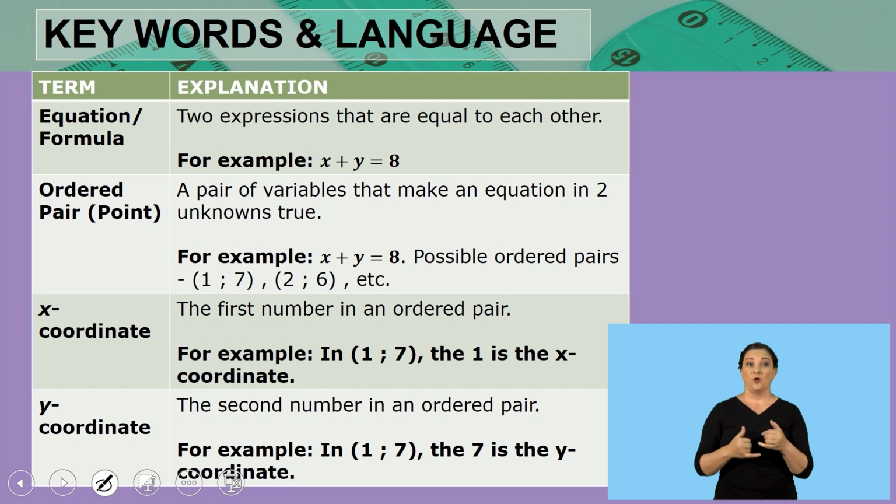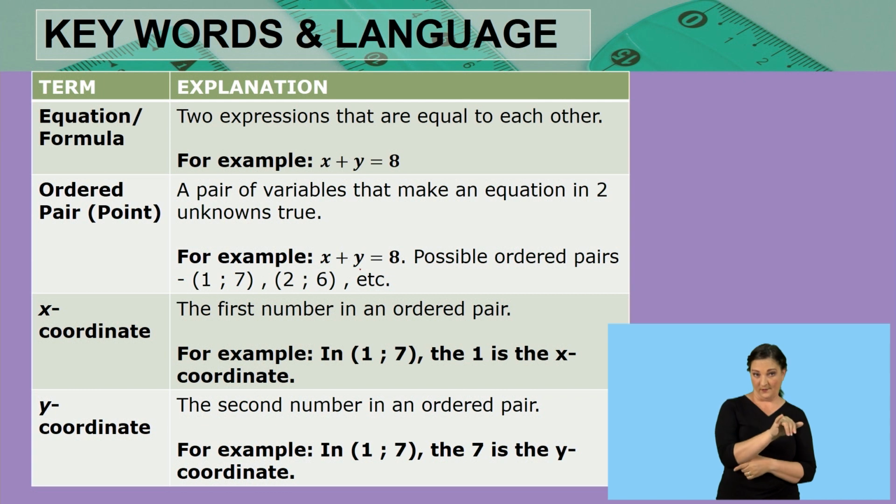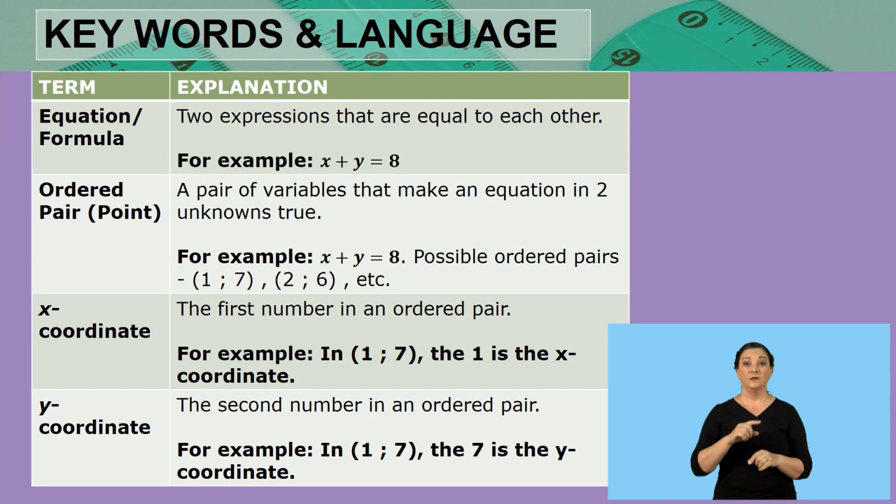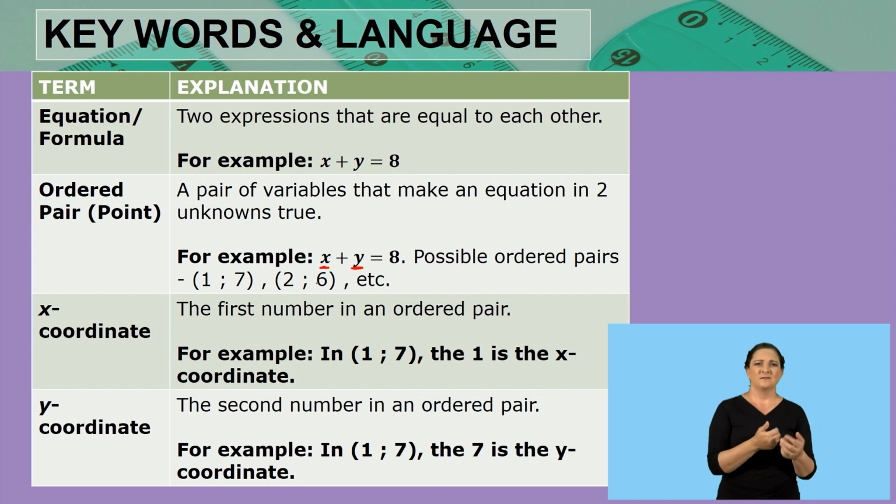When we are looking at an ordered pair or a point, this is a pair of variables that make an equation with 2 unknowns true. So for example here, we have x plus y is equal to 8. Now the possible ordered pairs here would be 1 and 7, because if one is 1 and the other one is 7, the answer will be 8 when we add them. Another possible pair is 2 and 6, etc. So these are the pairs that make an equation true.